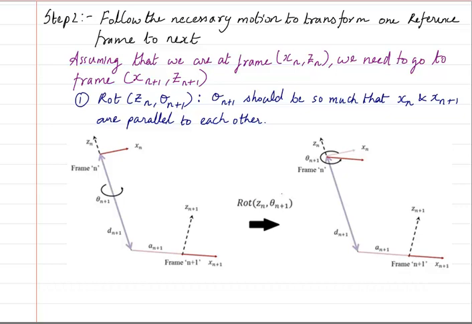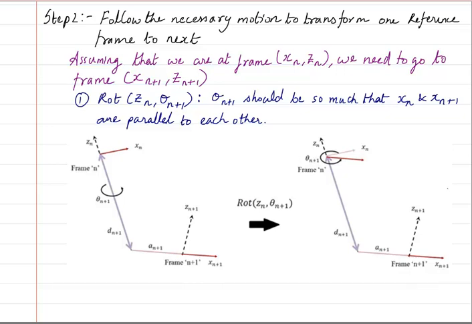So rotation with respect to Zn, we have to make a turn of theta n plus 1. See here, theta n plus 1 is positive because I have taken it in anti-clockwise direction. If I had taken the clockwise direction to reach the same position, I would have taken the angle as negative. So remember it: anti-clockwise with respect to the z axis is positive, and clockwise is negative.